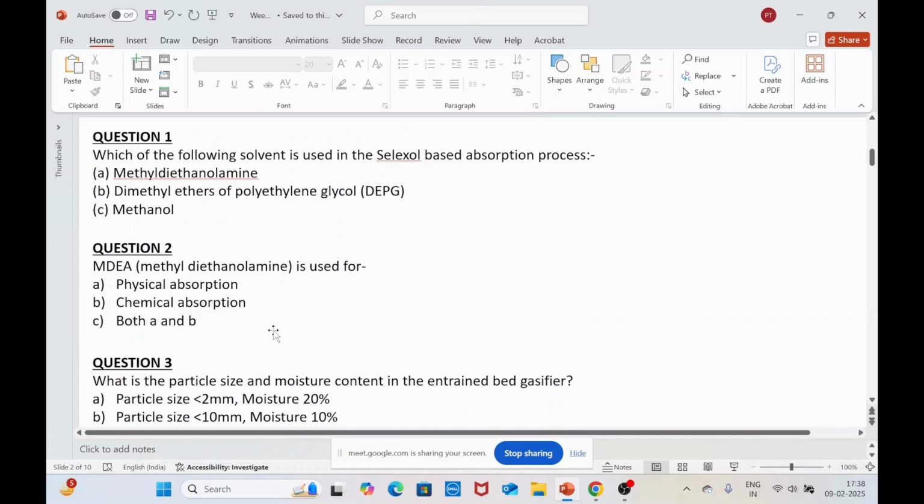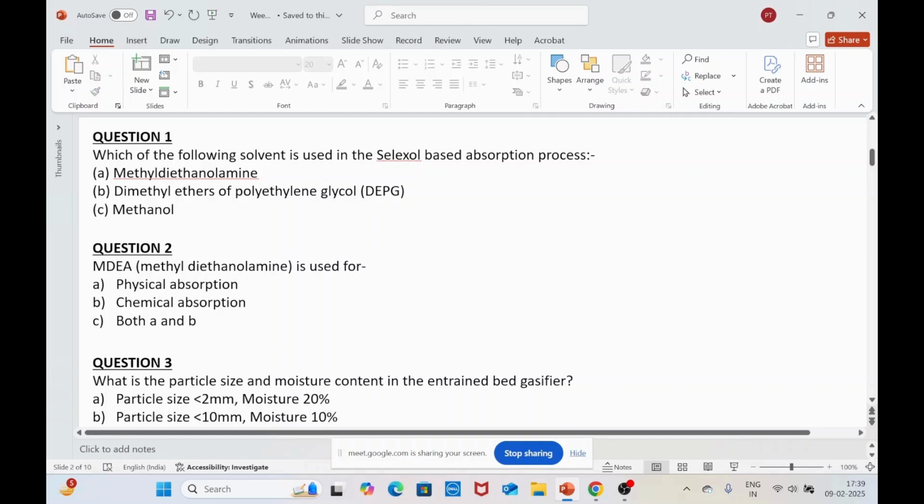So the very first question: which of the following solvents is used in the Selexol based absorption process? You have three options. One is methyl diethanolamine, another is dimethyl ethers of polyethylene glycol, which is DEPG, and then you have methanol.